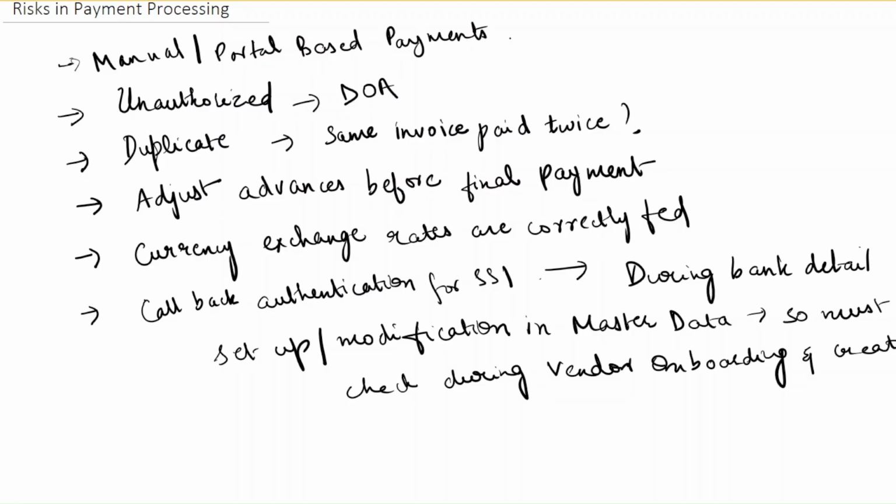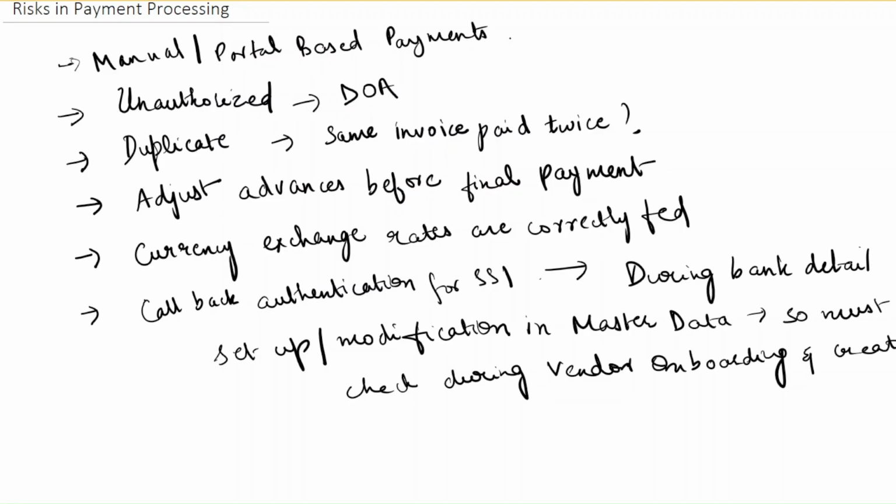Now, I will quickly also touch upon callback authentication. This is not done during payment processing, but actually during the vendor master creation or amendment of bank details of the vendor. It simply means that when I'm entering details in the vendor master, I will call somebody from the vendor organization and confirm the bank account details or the SSI that I'm entering into the SAP.